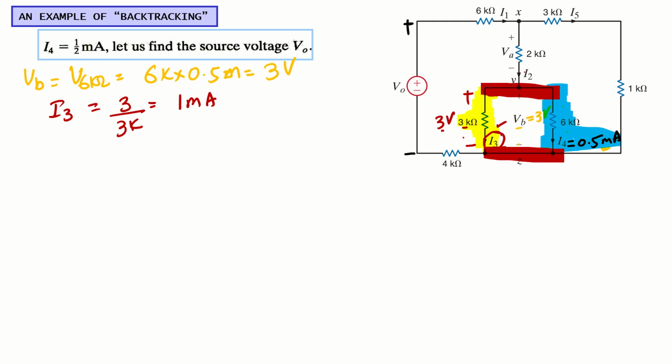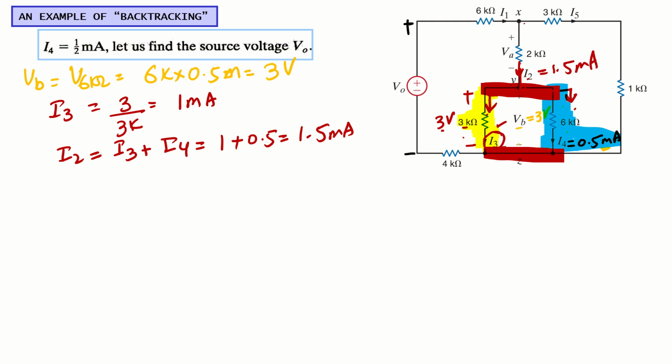Next, we can see that this is the incoming current I2. This incoming current is divided into I3 and I4, so I can easily find I2. I2 is divided into I3 and I4, so a simple KCL at this node gives I3 plus I4. I3 is 1 milliampere, I4 is 0.5, so we get 1.5 milliampere. So I2 becomes 1.5 milliampere. This is the same current flowing through the 2 kilo ohm.